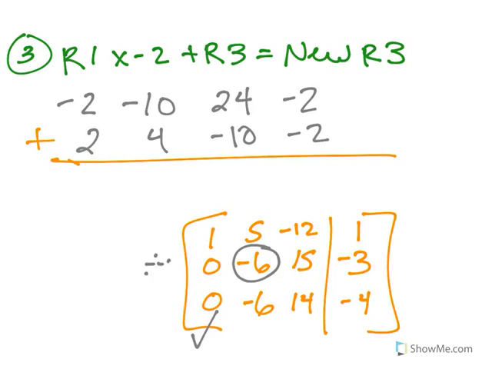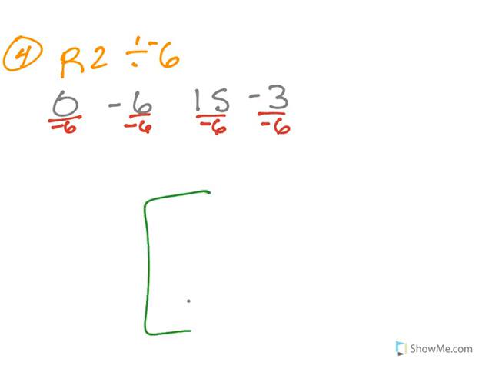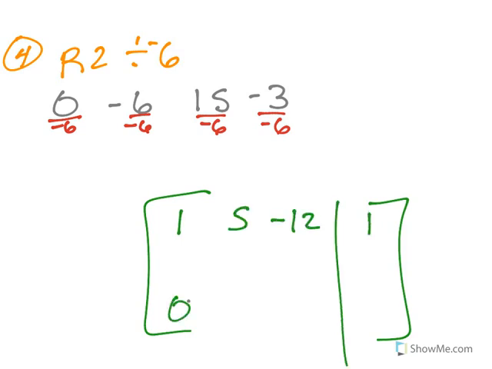We do that by dividing by negative 6. So my next step is to take row 2 divided by negative 6. Row 2, if you recall, is 0, negative 6, 15, and negative 3. So every one of these pieces is going to be divided by negative 6. In my matrix, rows 1 and 3 stay the same. So 1, 5, negative 12, 1. 0, negative 6, 14, negative 4. I am a big fan of rewriting the matrix every time because it's going to lead to fewer mistakes.